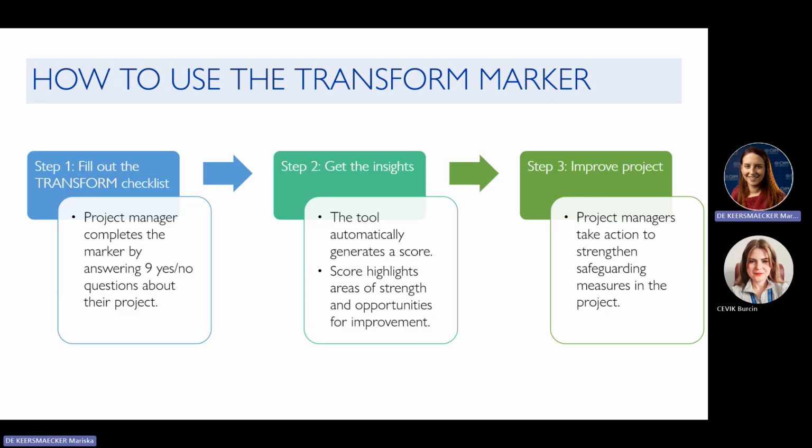Using the Transform Marker consists of three main steps. The first step is to fill out the marker itself. The program manager completes 9 questions in a survey format, which only takes 10 minutes. Step 2 is to get the score. The survey will immediately give you a score, and you will be able to identify areas where the project can be further strengthened. Step 3 is for the program manager to improve the project by identifying action points with the support of other PSEA and safeguarding colleagues if needed.